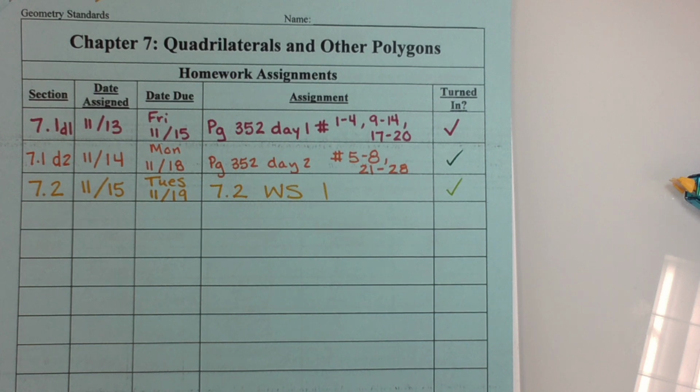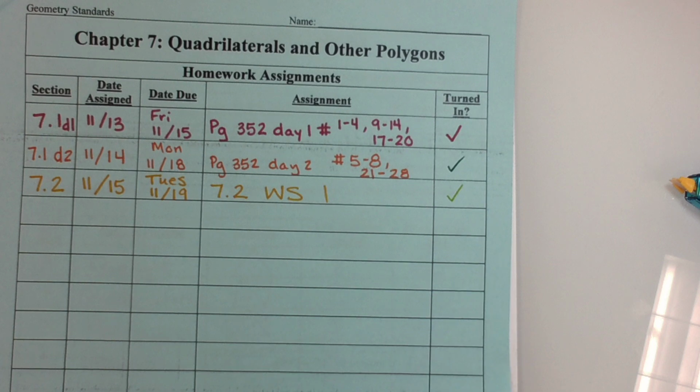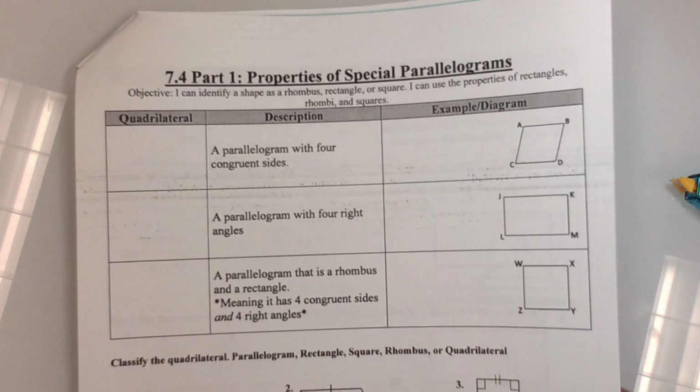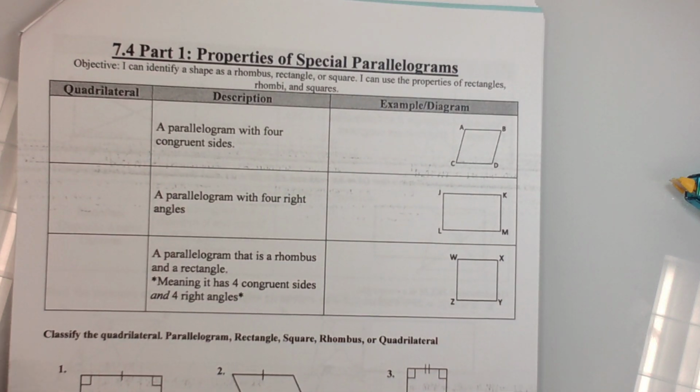So, today open up your notes to section 7.4, page 9. Is that what it is? Oh. I'm not that slow. Do I have a team? Yeah, just a lane.